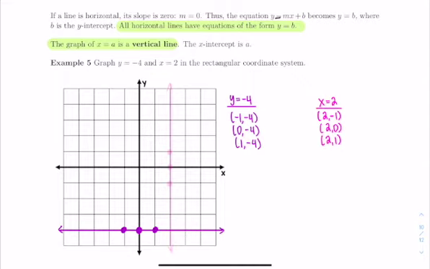So plotting these points, we have 2, -1. We have 2, 0, and 2, 1. And so you'll see that my line here is going to become a vertical line. And my x-intercept is at 2, 0.